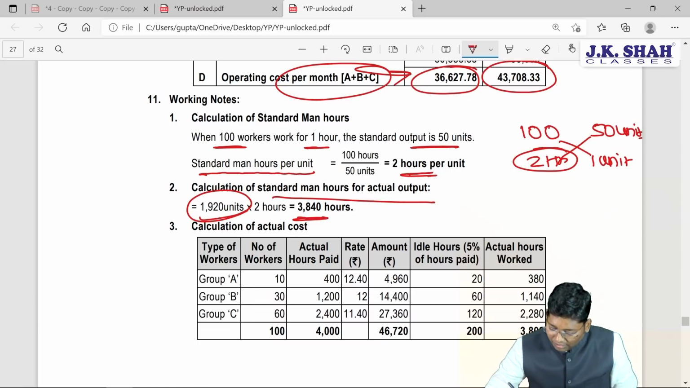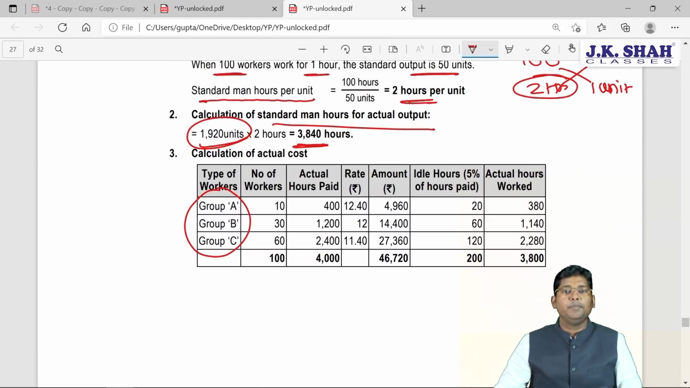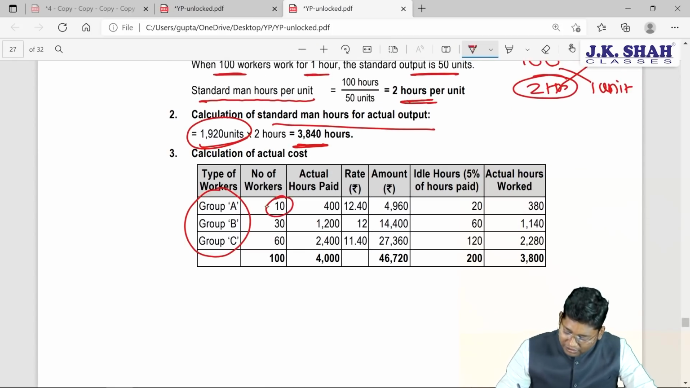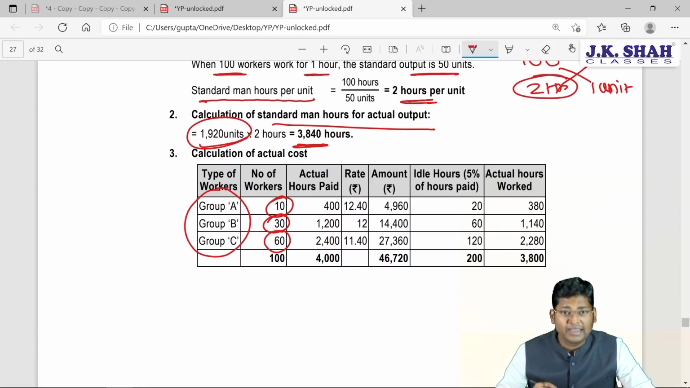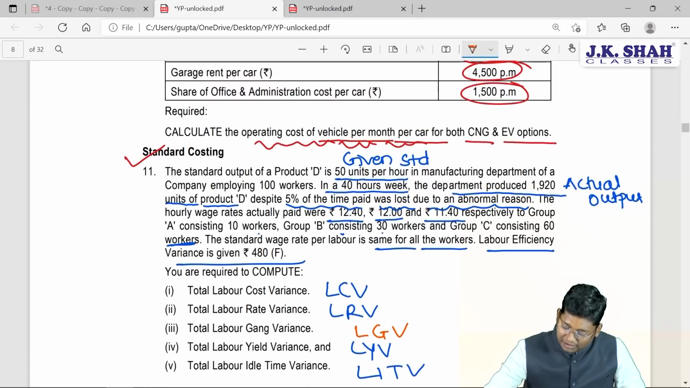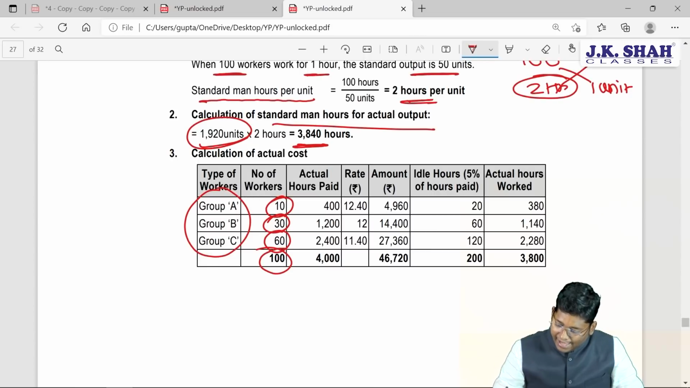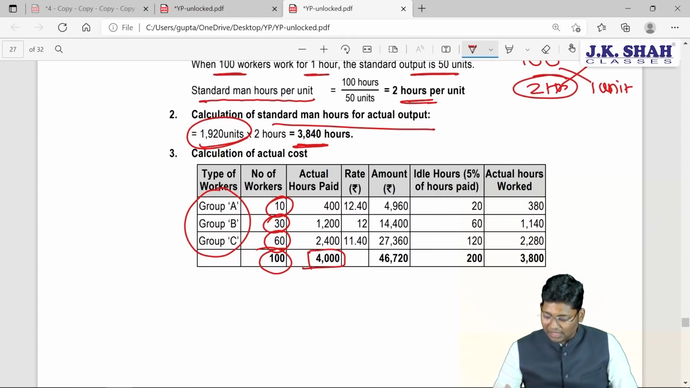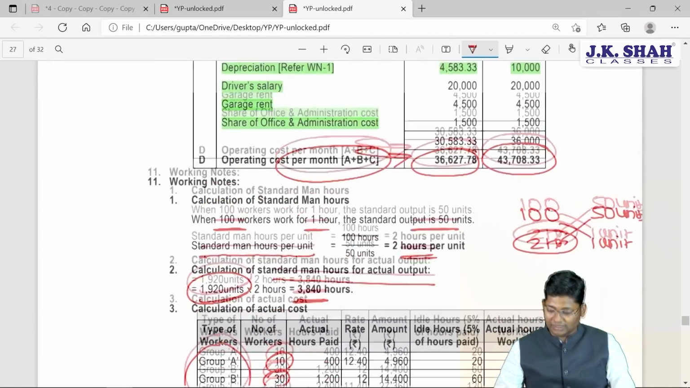Now they have categorized all the workers into 3 parts, worker A, worker B and worker C. The number of workers is given in the question, correct? The total number of workers employed with the company is also available with us, and actual hours paid for is also given in the question. If you check the number of hours, you can get here that actual hours total 4000, and these 4000 hours are bifurcated according to the given ratio.